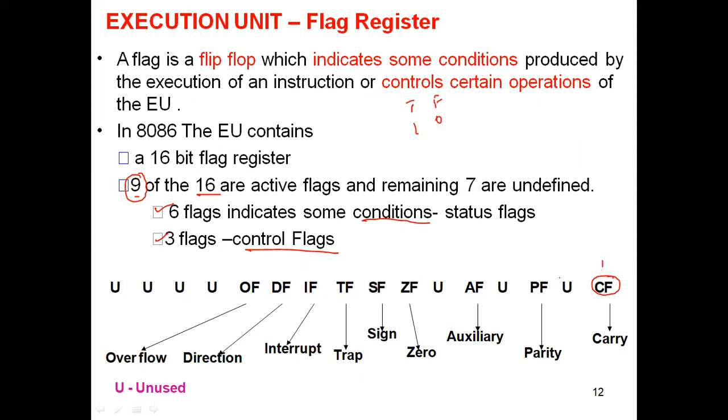Carry flag, this is 1. Parity flag, this is 2. Auxiliary carry flag, zero flag, and sign flag. 6th is trap flag. 7th is interrupt flag. 8th is direction flag, and 9th is overflow flag. So these are the 9 flags, and the remaining are unused flags. You have 16 flags, out of which only 9 are going to be used. Out of 9, 6 are conditional flags and 3 are control flags.